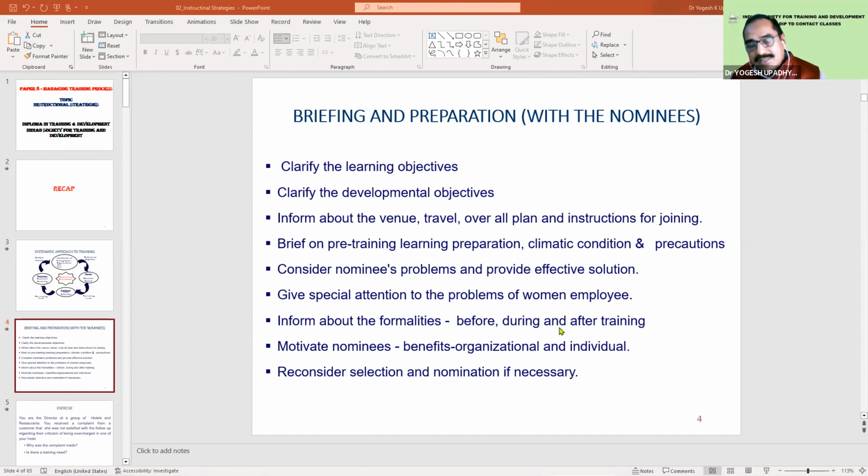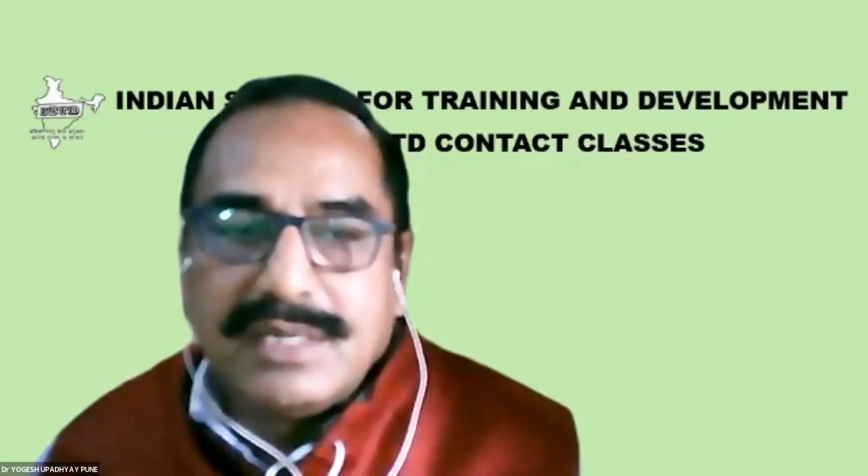Last time we have seen there are certain activities before training, certain activities during training, and one part is preparation of trainees. Because all training, what is the objective? Bringing everybody at par in their perception and understanding. So first we have to clarify the learning objective.